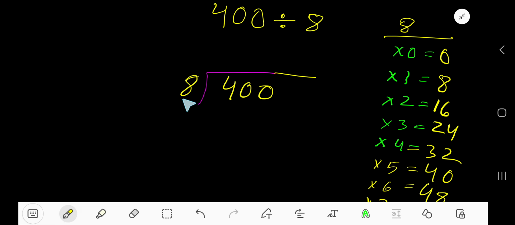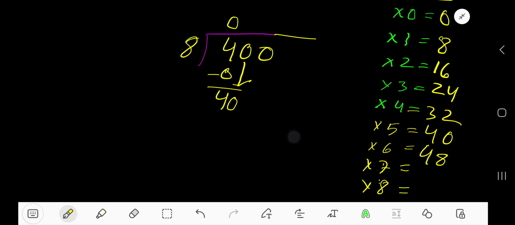So now look, 8 goes into 4 how many times? Since 4 is less than 8, so 0 times. 0 times 8 is 0. If you subtract, you are getting 4. Bring down this 0. 8 goes into 40 how many times? Look, 8 goes into 40 5 times, right?